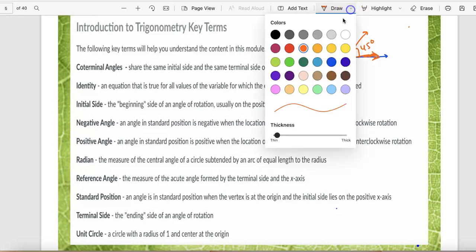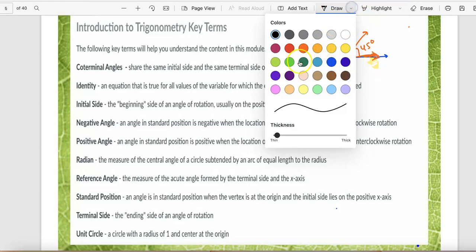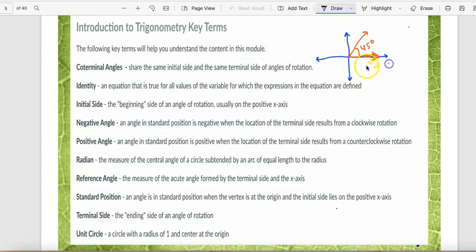So what happens is, this side over here is my initial side, because I drew my angle by using this side. And the angle stops over here. This is called the terminal side.